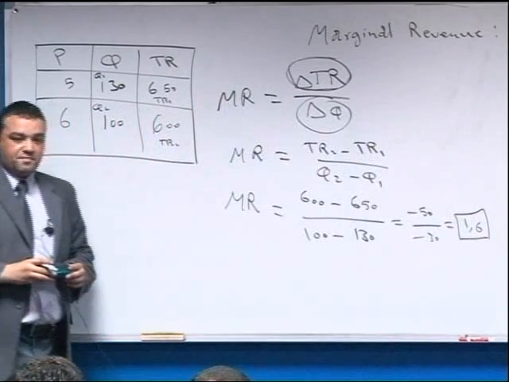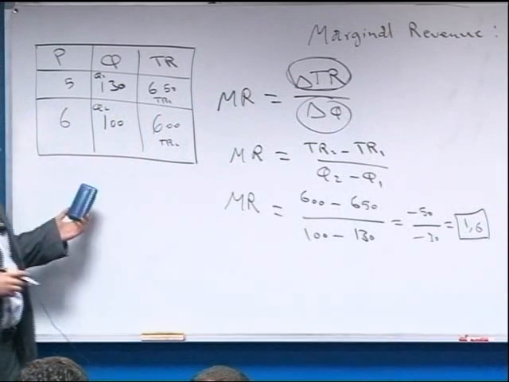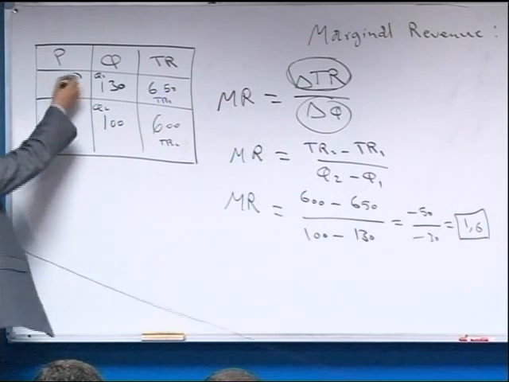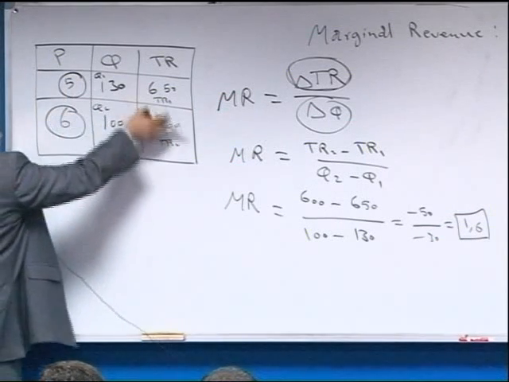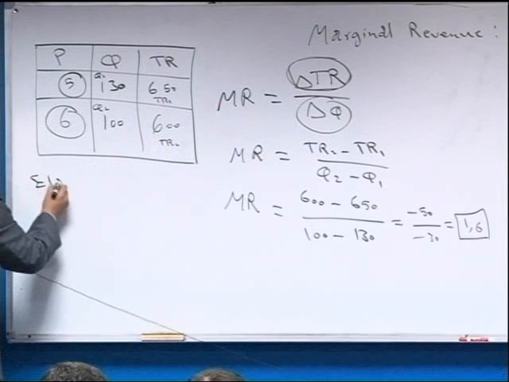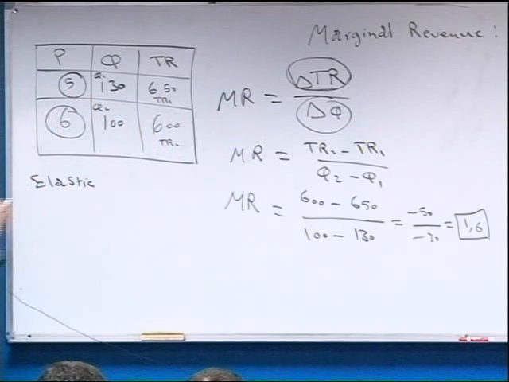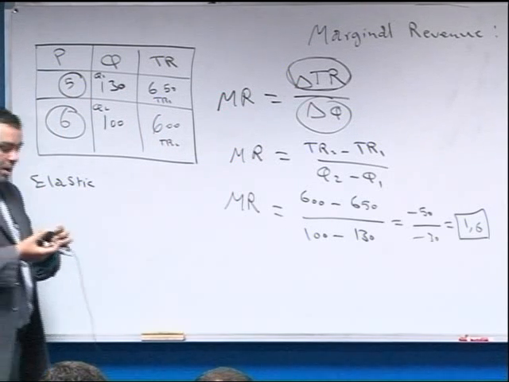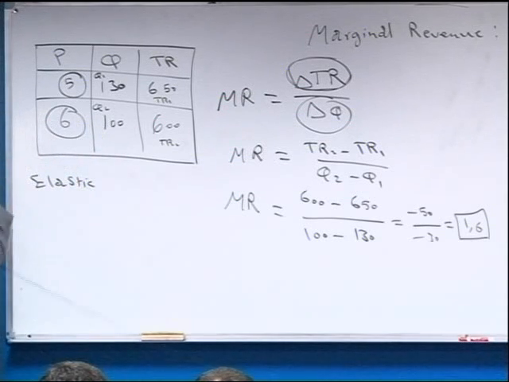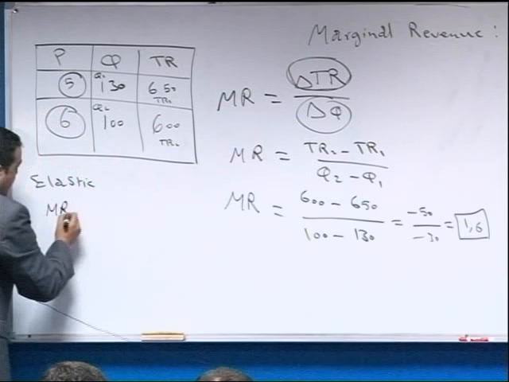It's positive. In this case, the demand is what? Increasing the prices leads to a reduction in total revenue. The demand is elastic. When the demand is elastic, the marginal revenue would be positive. MR is positive.